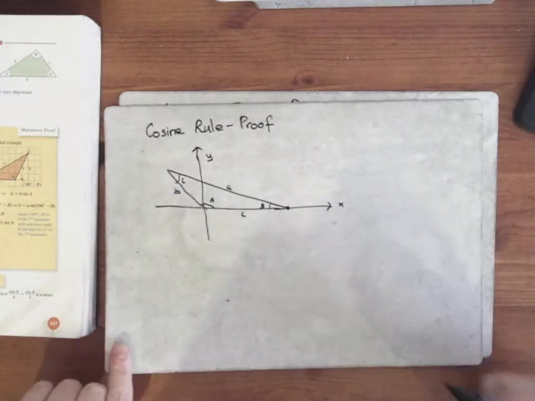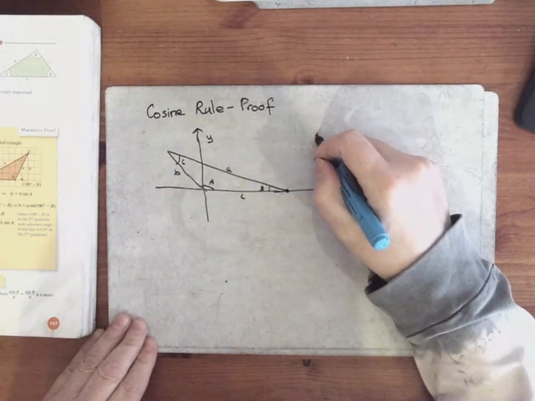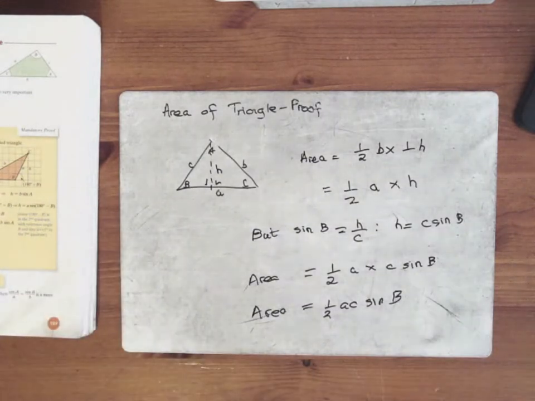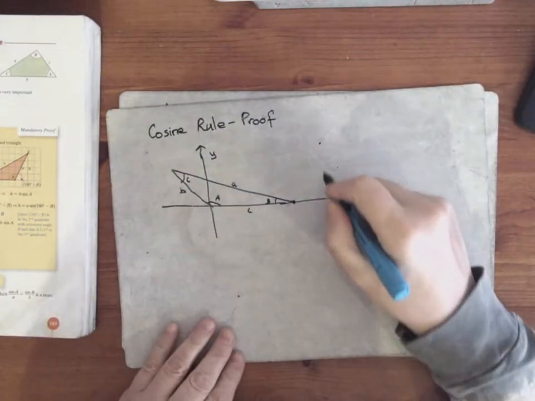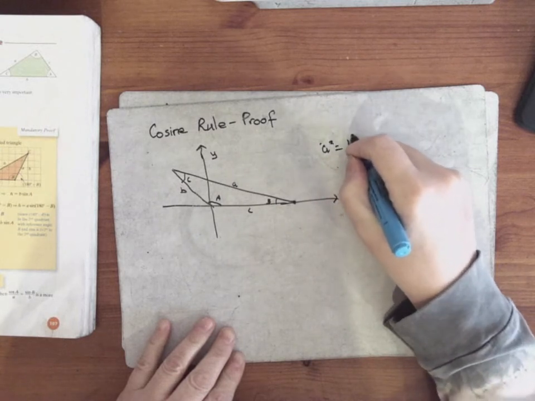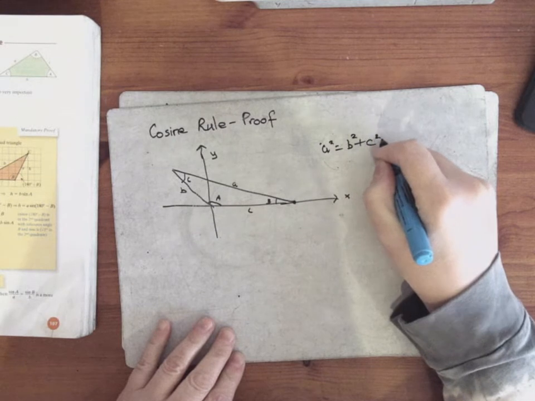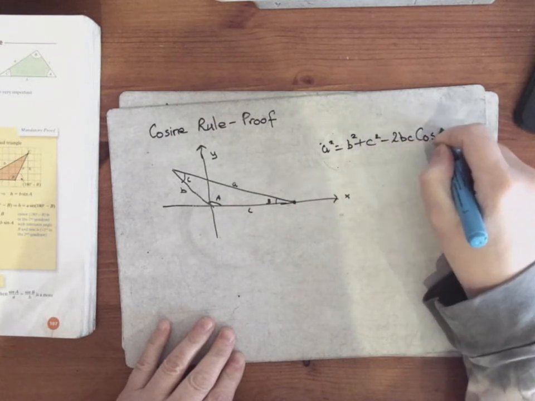Right, the next thing which is mandatory is the cosine rule. Okay, remember the cosine. You can let me know when you're ready. Yeah, I'm ready now, sorry. Right, everyone okay? So remember the cosine rule is a squared equals b squared plus c squared minus 2bc cos A. So that's what we're trying to prove.